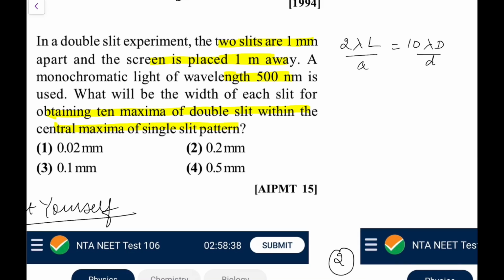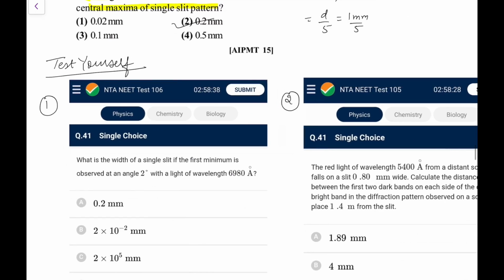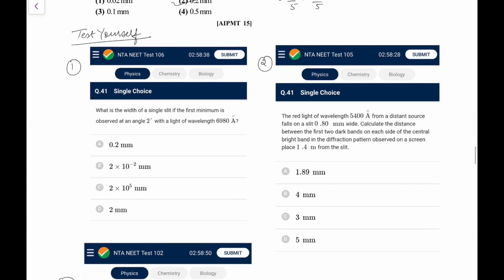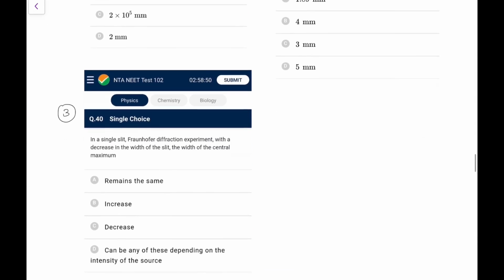So what we get from here, lambda will go, so you need the width of the slit a would be 2 L d upon 10 D, and this small d is the slit separation. So this L and D is the same, both are the screen distance, so I can cancel them. So this would be d by 5. d by 5 means 1 mm by 5, that is 0.2 mm. Go for option 2 in this case. This should be 0.2 mm. Now test yourself, take the screenshot of first these two questions and now this third.